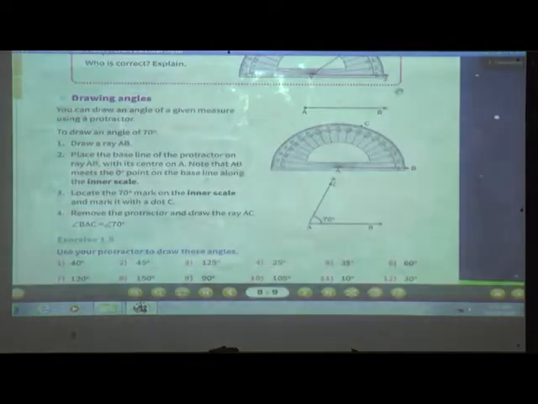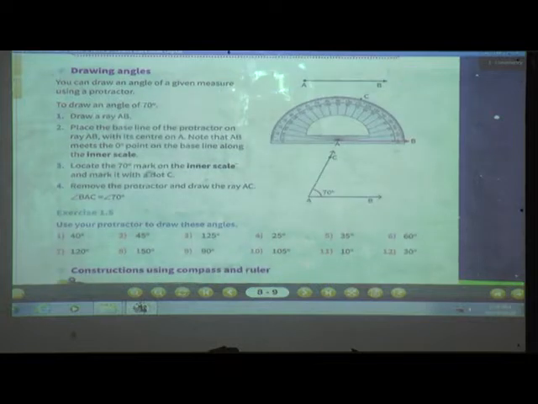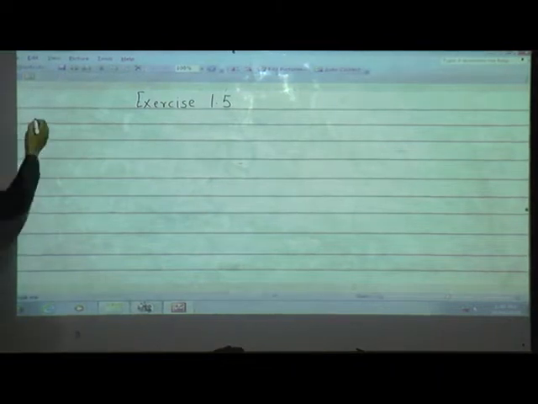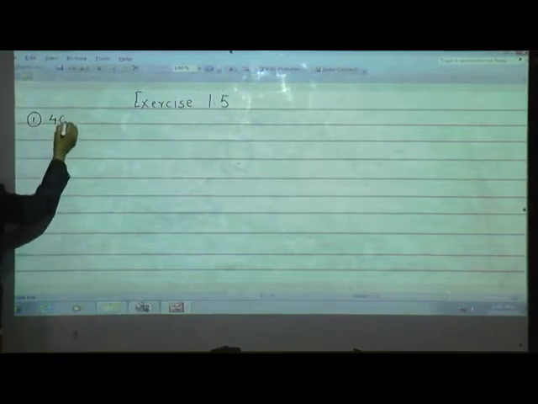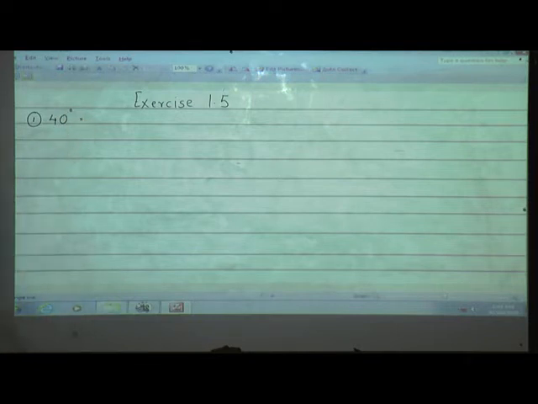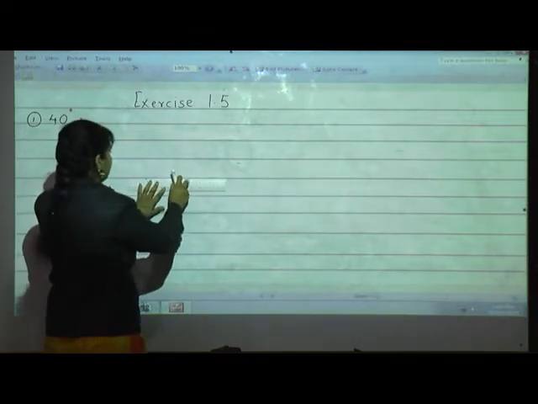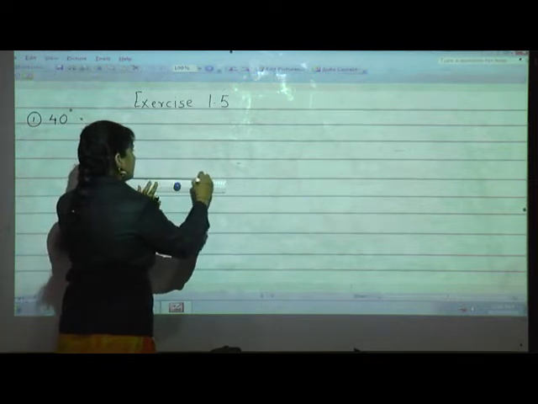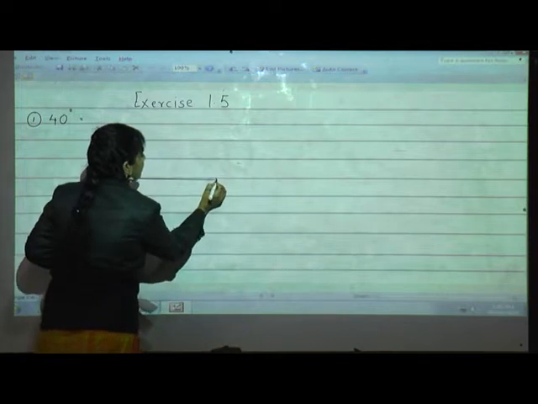So with the help of this we have to solve exercise 1.5. Use your protractor to draw these angles. The first one is 40 degrees. Now to draw an angle, first you should draw a ray. This is your scale. Draw a ray.